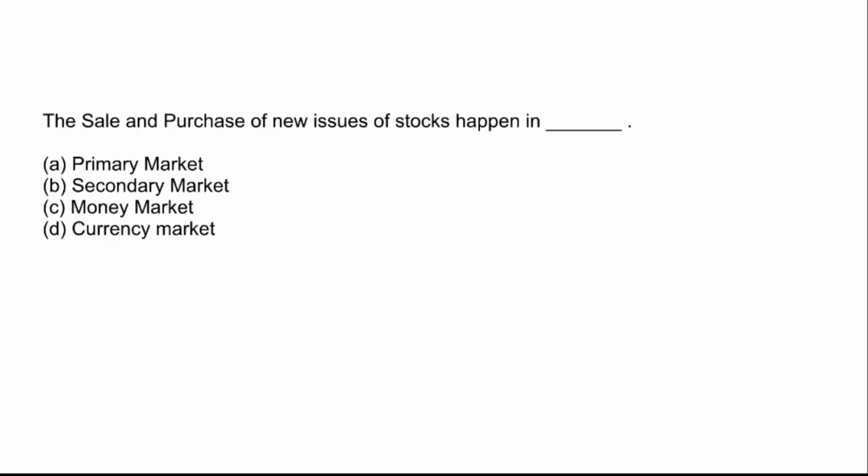Going to the next question, the sales and purchase of new issues of stock happen in A. Primary market, B. Secondary market, C. Money market, D. Currency market. So the correct answer is, friends, primary market.